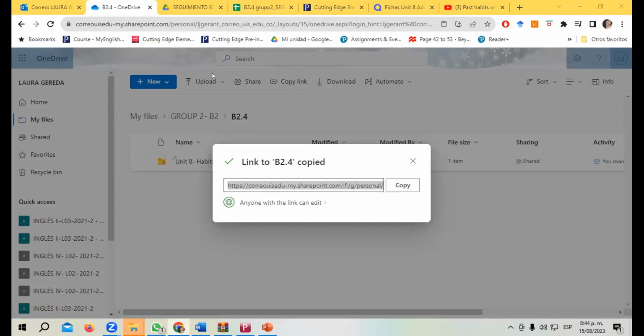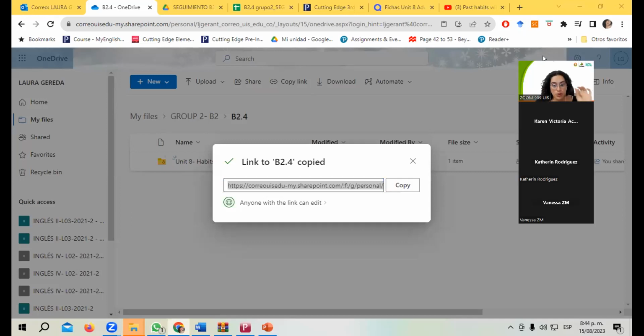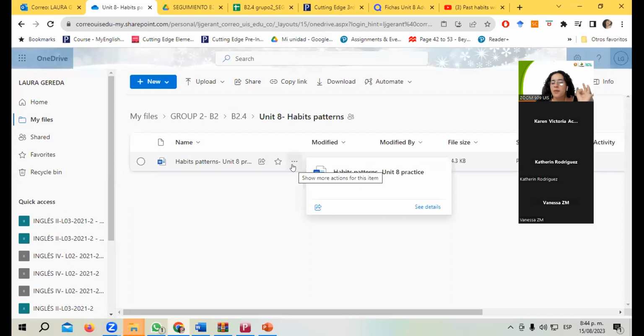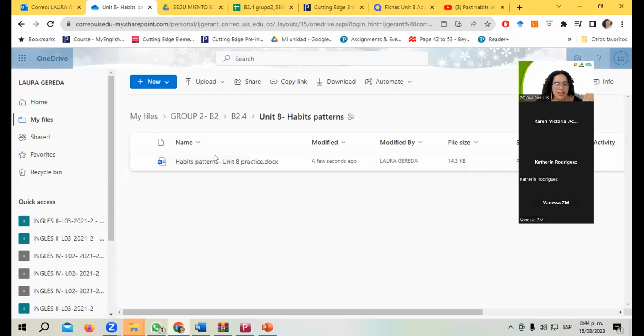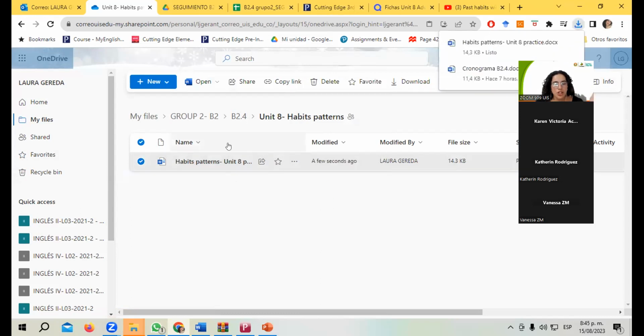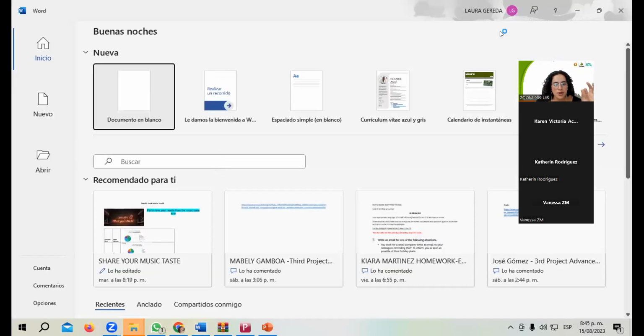So you will work in groups, but the document will be uploaded individually, okay? So each student has to go to the folder and download this document. Please do not edit this document. Download it to your computers, okay? Download it, and then in your computers, you can edit it. Do not edit this one, okay?